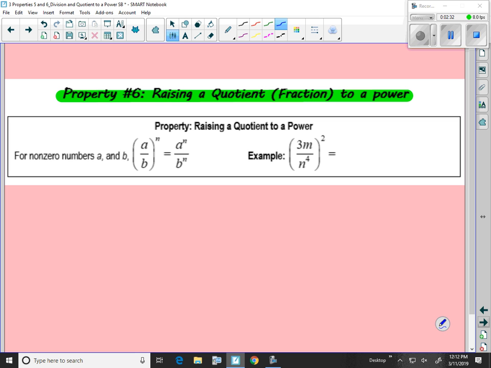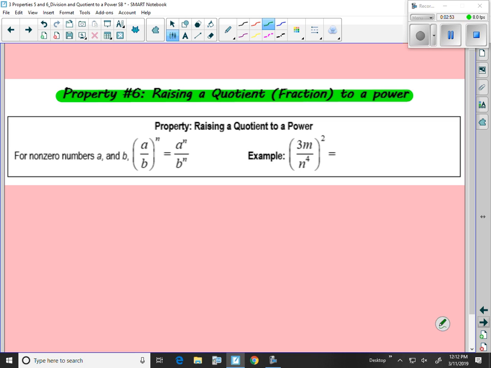Okay, property 6. Raising a quotient or a fraction to a power. So this is like our power to a power multiply, but now we have a fraction. So here, if I'm distributing n to the inside, I do it to the numerator and the denominator. Okay, so you'd have a to the n over b to the n.